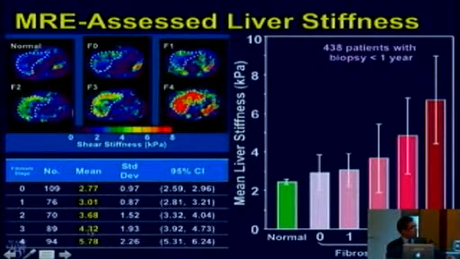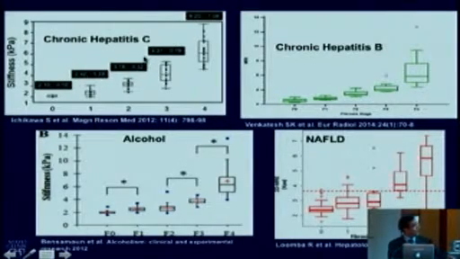So there are also publications with a single etiology, as I show over here in chronic hepatitis C, hepatitis B, alcohol, and non-alcoholic fatty liver disease. Again, the same trend is seen. But I want to mention again what I said earlier: the collagen fiber deposition is very minimal between early stages, but it becomes high as the stage of fibrosis becomes advanced or becomes cirrhosis.